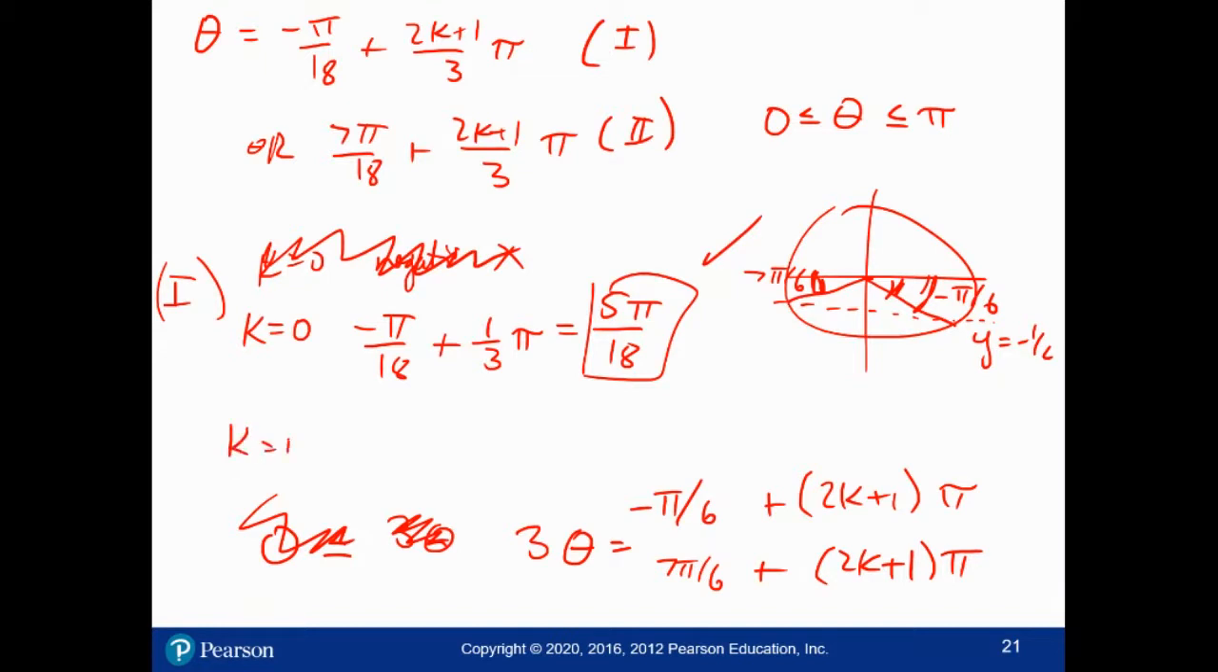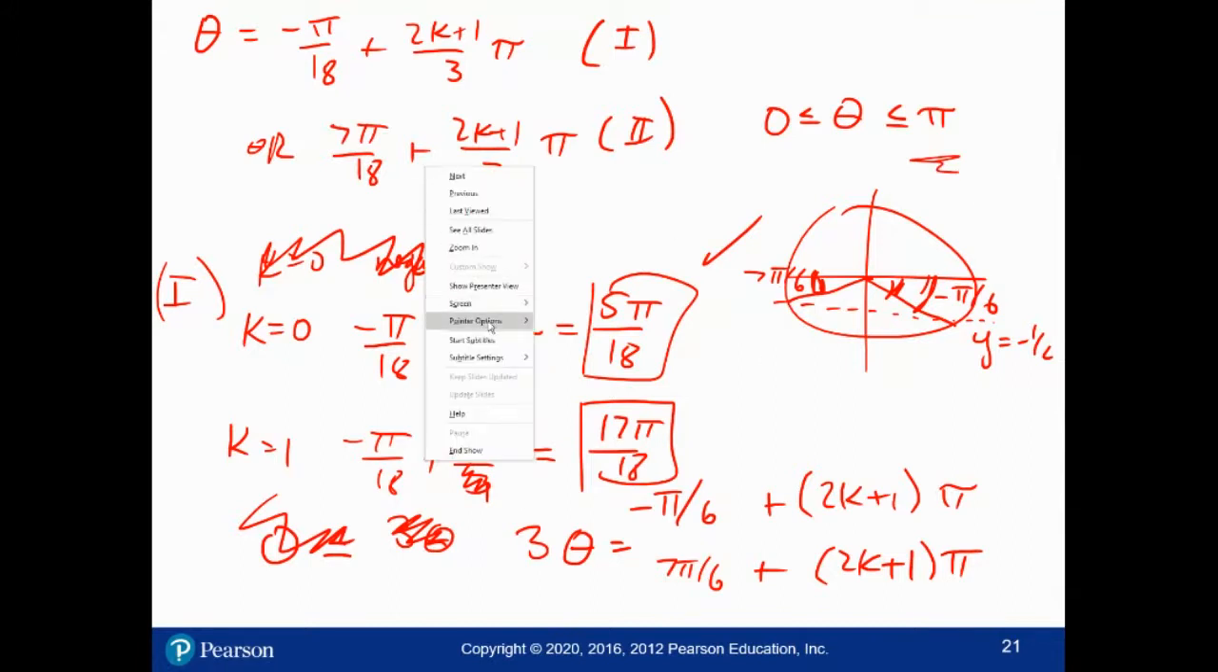Let's try k equals 1 in the same equation. Negative pi over 18 plus, now if I put k equals 1 up in the numerator, that numerator becomes 3. So I have 3 pi over 3, aka just negative pi over 18 plus pi. The common denominator is 18. This gives me 17 pi over 18, which is still fine. That's still less than pi. But it's pretty clear if I add more to this, I'm going to be too large. Just double check that.